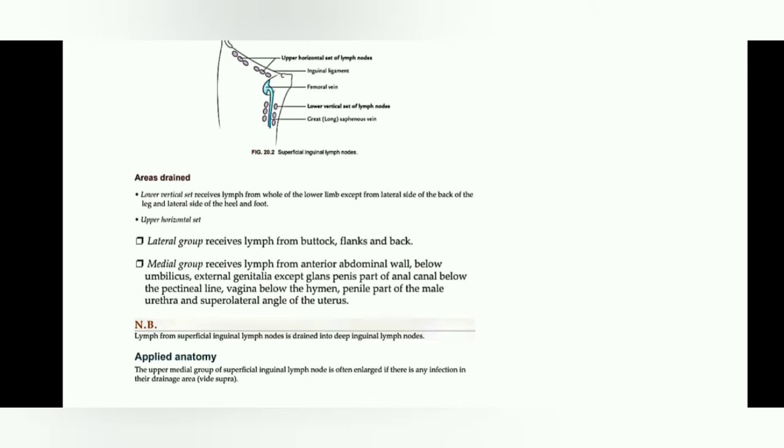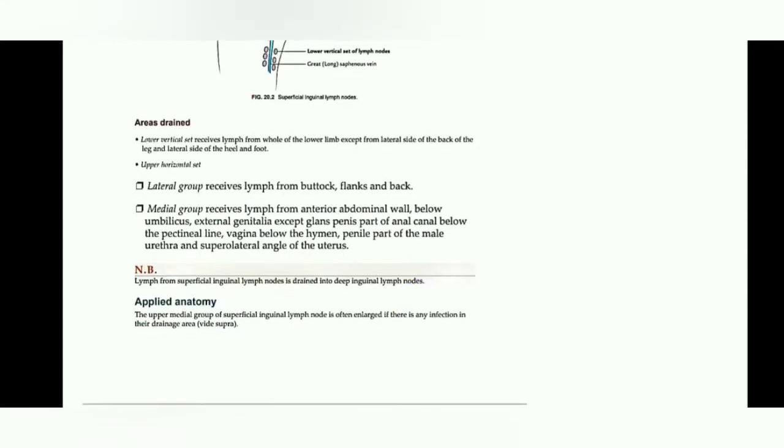The lower vertical set receives lymph from whole of the lower limb, except from the lateral side of the back of the leg, lateral side of the heel, lateral side of the foot. And the upper horizontal set, the medial side, receives lymph from anterior abdominal wall below umbilicus, and external genitalia, except glans penis, part of anal canal below the pectineal line, vagina below the hymen, penile part of male urethra, and superolateral angle of uterus. And the upper horizontal set lateral part receives lymph from buttock, flanks, and back.